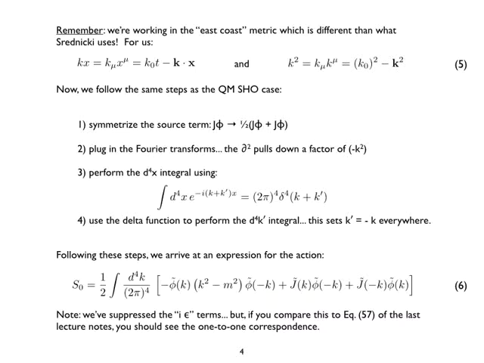So, to be completely general, we're going to symmetrize that source term. So we replace j phi with 1/2 (j phi plus j phi), but those are allowed to have different arguments, or they will have different arguments. Then we plug in the Fourier transform, and like I just said, the del squared is going to pull down a factor of ik squared, and that's going to give you a minus k squared. And we'll do some algebra.